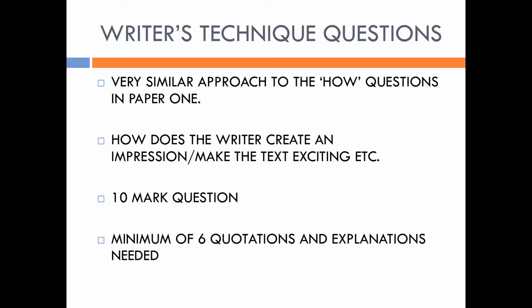In the same way as paper 1, a minimum of 6 quotations and explanations are needed. So the more relevant quotations you find and give a simple explanation for, the more marks you can get. It's not as straightforward as quotation equals mark, but it's not too far off. Generally, if you get 5 quotations and 5 relevant comments, you're probably going to be getting 5 marks.